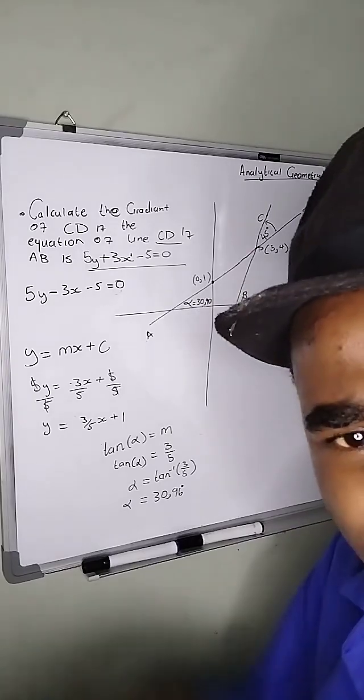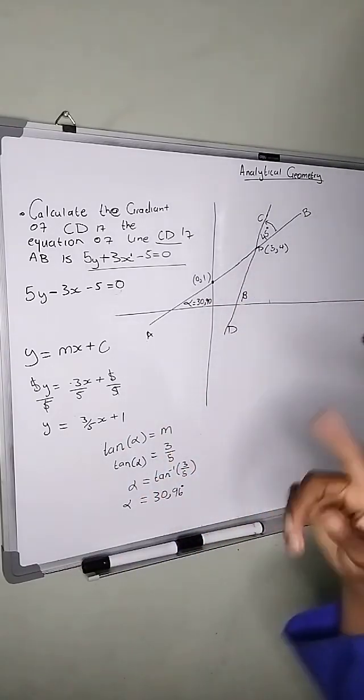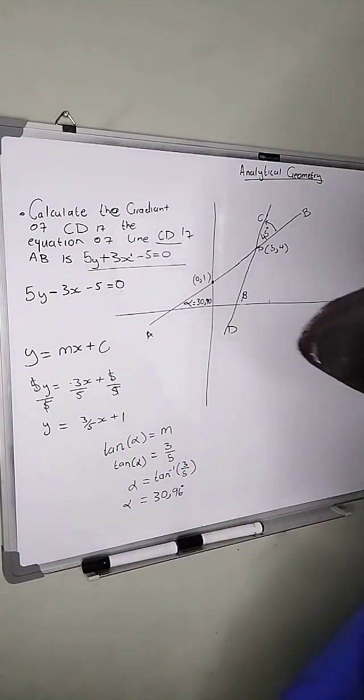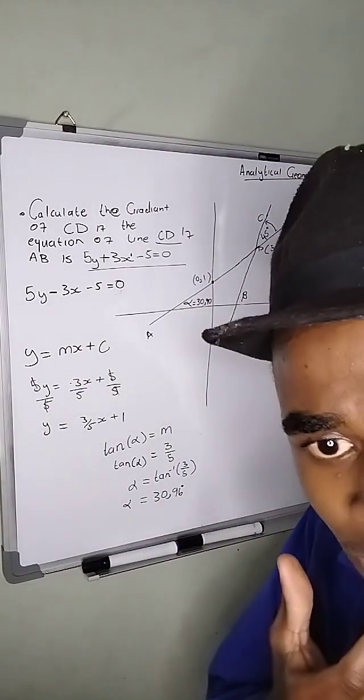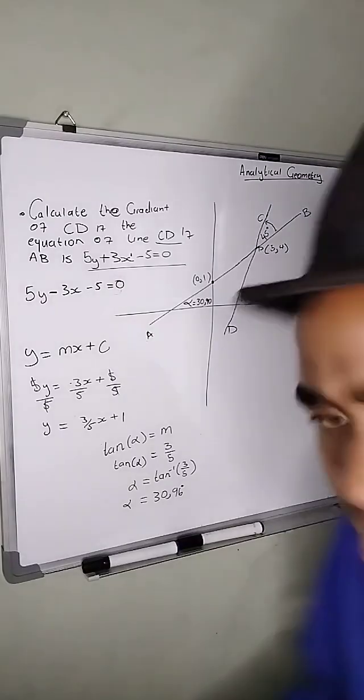Y is 0. Is Y 0 here, guys? Oh yes, x is equal to 0. Thank you. X is equal to 0. Thank you very much, guys.